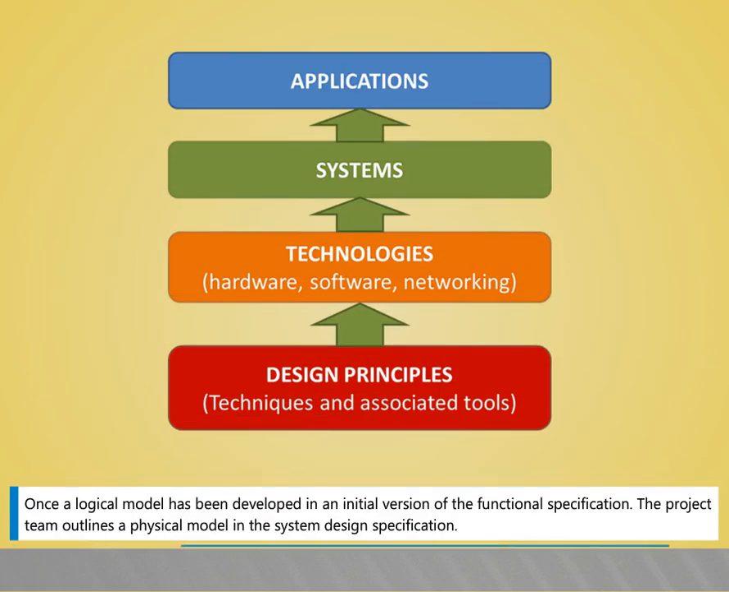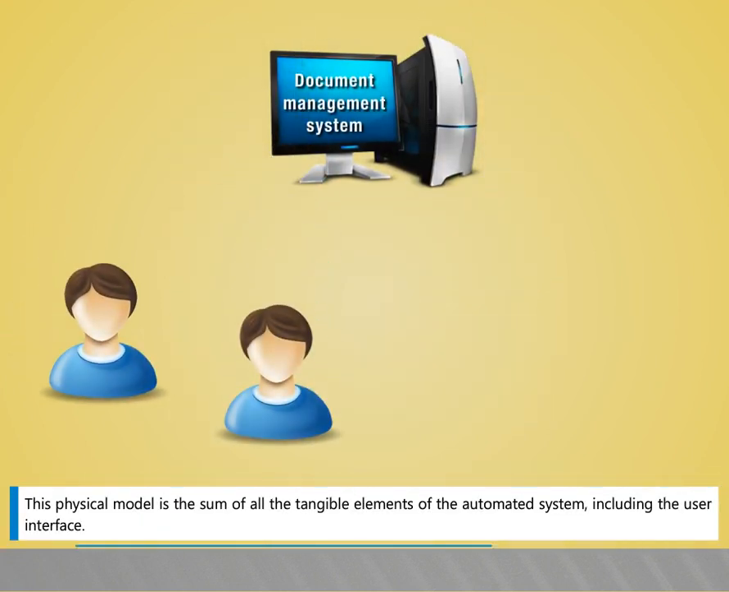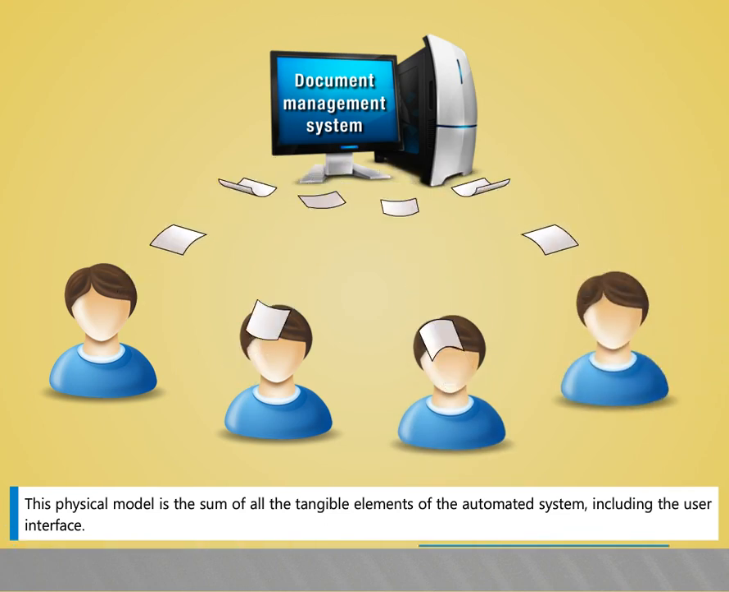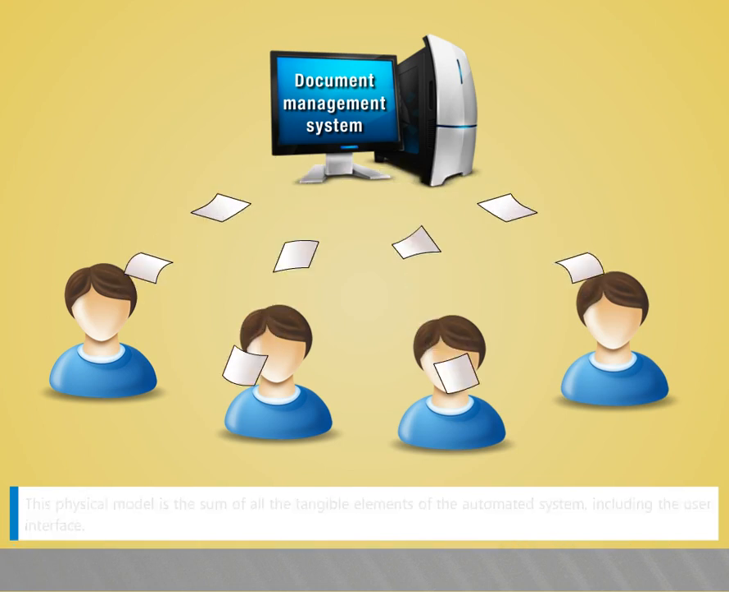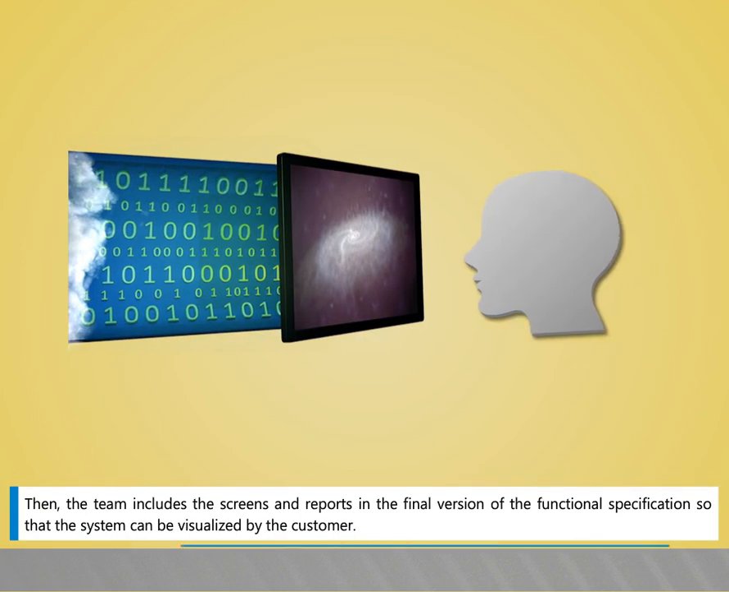Once a logical model has been developed in an initial version of the functional specification, the project team outlines a physical model in the system design specification. This physical model is a sum of all the tangible elements of the automated system, including the user interface. Then, the team includes the screens and reports in the final version of the functional specification so that the system can be visualized by the customer.